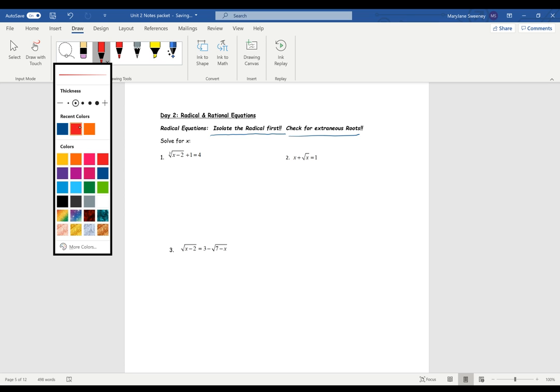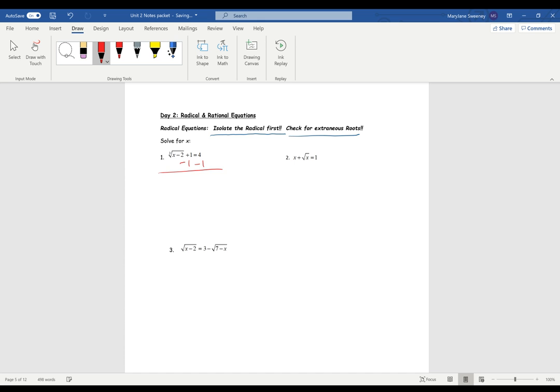So if I were doing number one, I would isolate the radical by subtracting 1. Then, to undo the cubic root, I would cube both sides. I would add 2. X is 29. Now, before I decide if 29 is an answer, I do have to do a check.